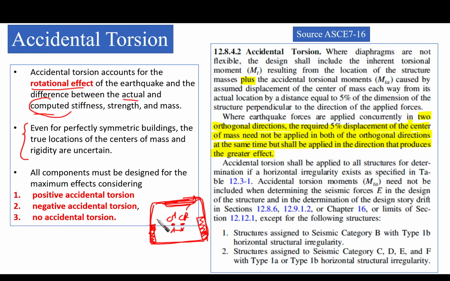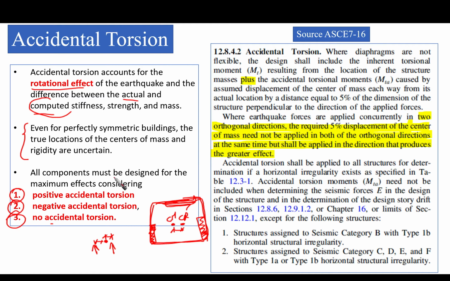And if we assume that the center of mass and center of rigidity coincide on one another, if there is no inherent torsion, then we are going to assume that the force has an eccentricity of 5% to the right or 5% to the left. We are going to check this alone, or the third case, if there is no accidental torsion at all. We are going to check three cases for the elements.